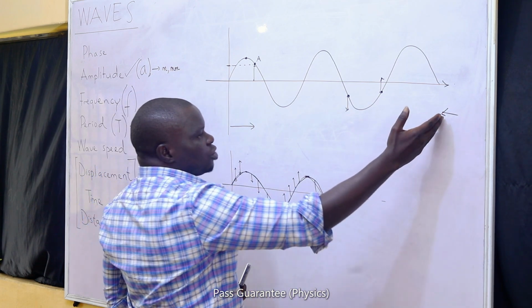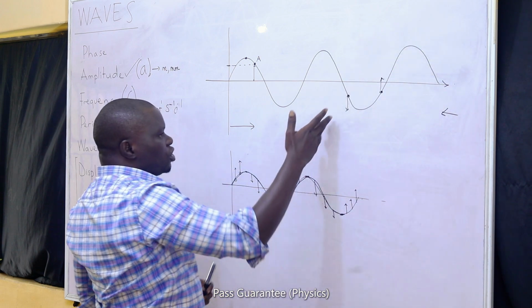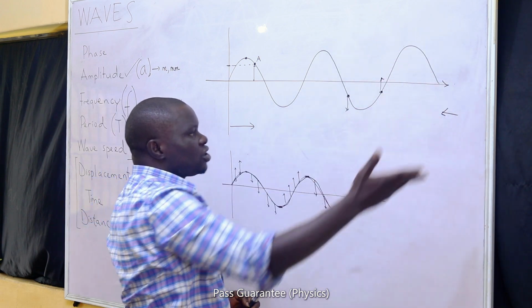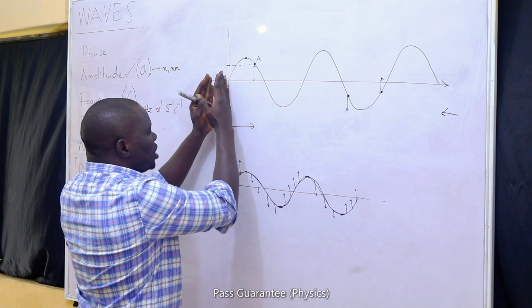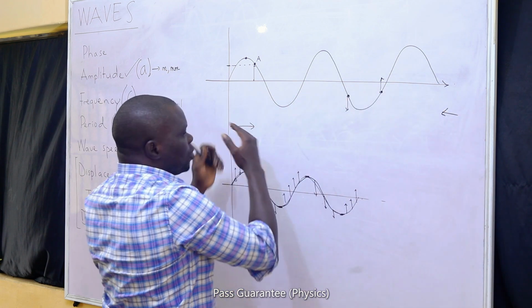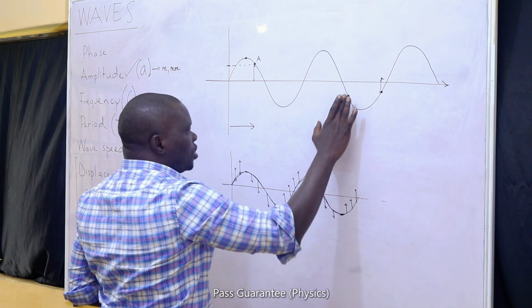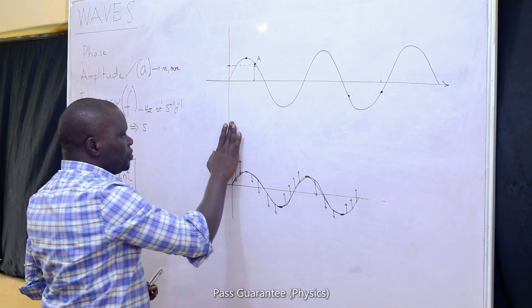If we were to be moving from this point, it means here you are climbing and here you are descending. So before you pick a direction for each of the points on the wave, you must assume a direction for your wave. Am I considering the wave from this point to this point, or am I considering it from this point to this point? Now we'll go back to our discussion on phase.